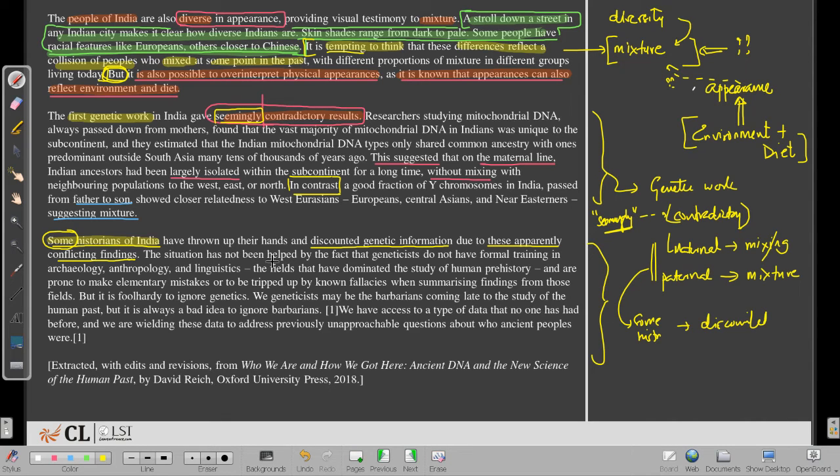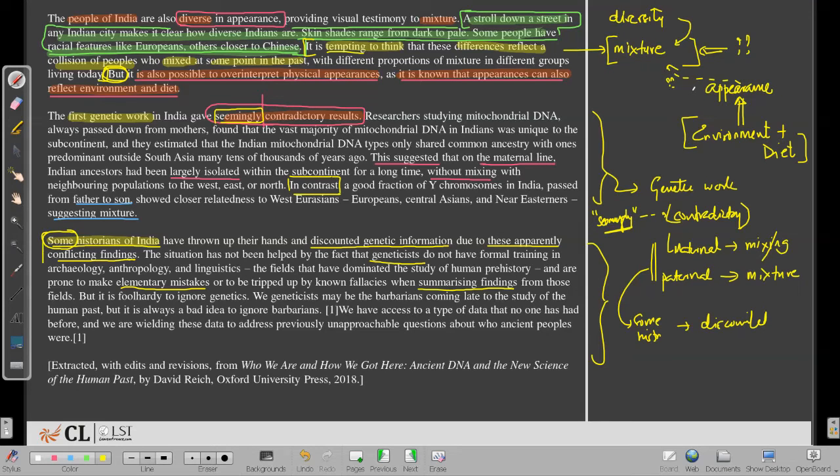The situation is not helped by the fact that geneticists do not have formal training in archaeology, anthropology, and linguistics, the fields that have dominated the study of human prehistory, and are prone to make elementary mistakes, to be tripped up by known fallacies when summarizing findings from these fields. So he's saying, okay, fine. First, there is a contradiction. Second, the geneticists, whose genetic work we are discussing here, tend to make elementary mistakes. So that, coupled with the contradiction, makes some of the historians say it is not good.